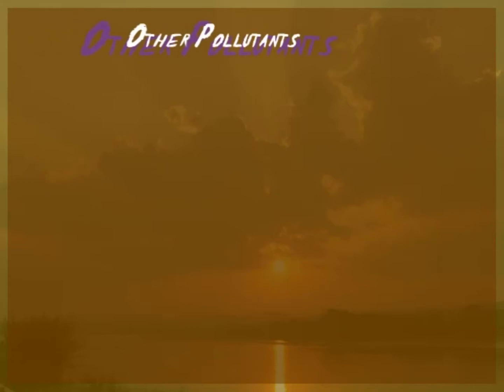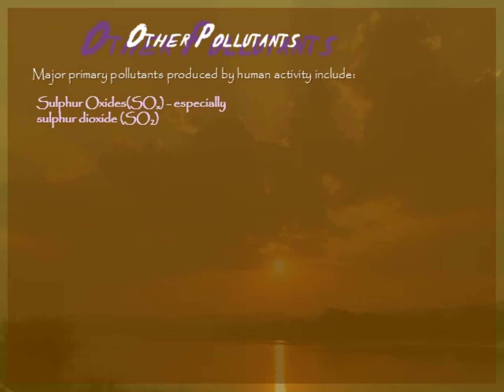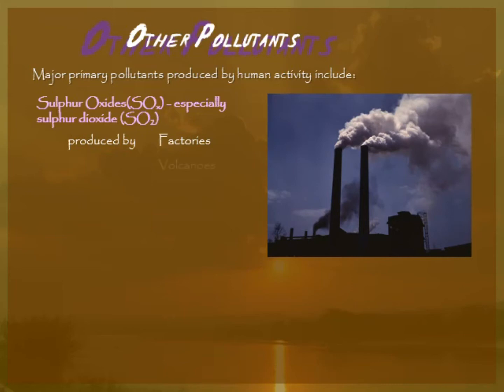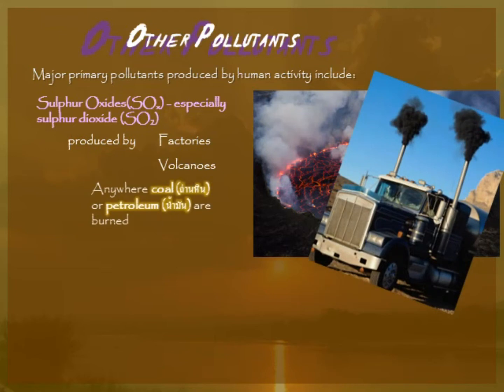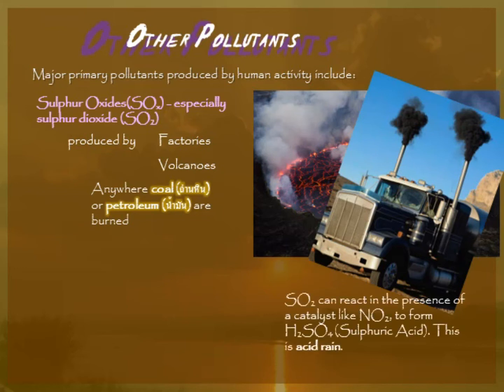So there are a wide range of other pollutants mankind merrily introduces into the atmosphere. One group of these is the sulfur oxides, SOx, where the X could be a number of oxygens. Sulfur dioxide, SO2, is the most common. They're produced by factories and also by volcanoes and also anywhere where coal and petroleum are burned. Many of the things we burn include some kind of sulfur content.